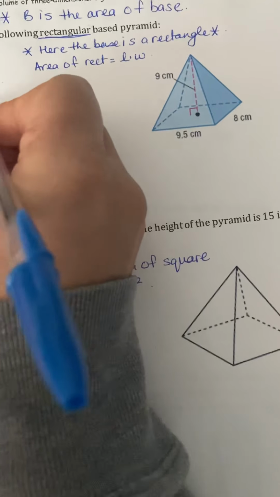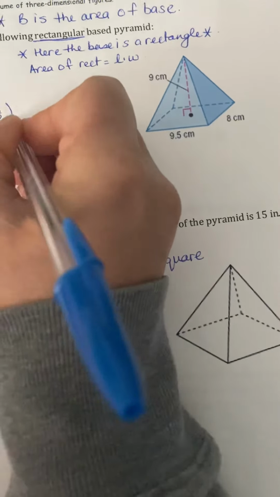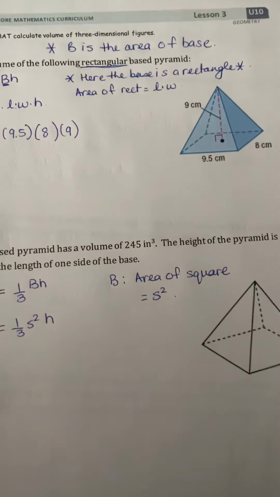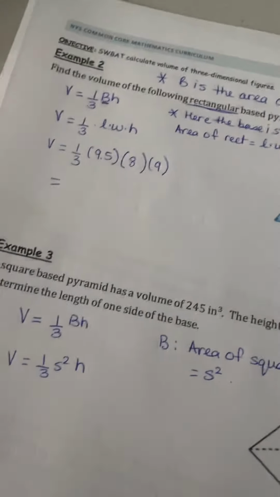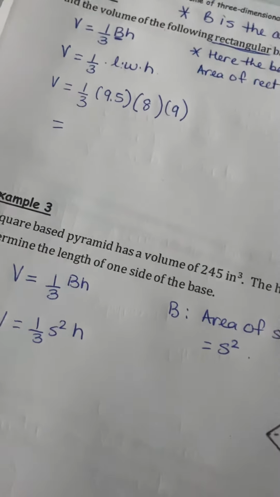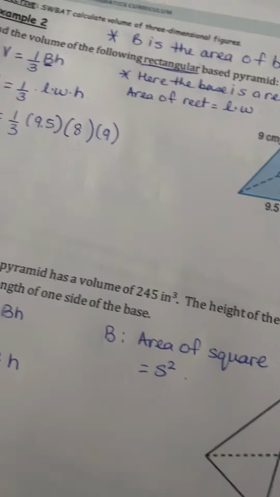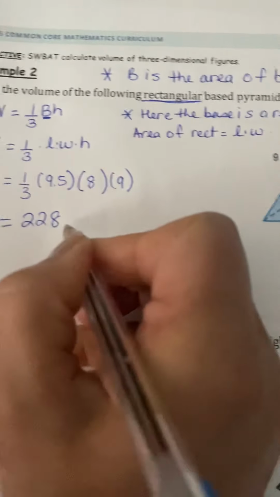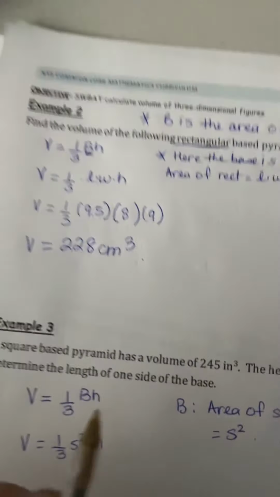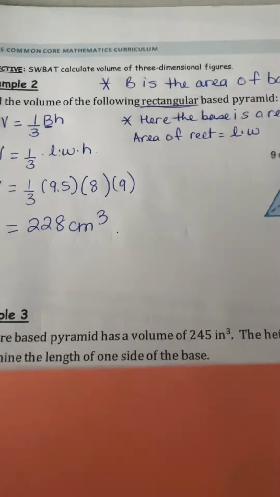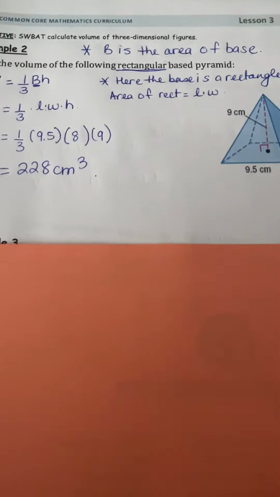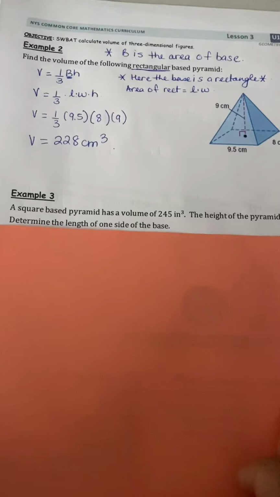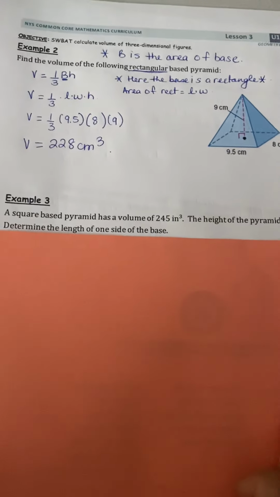So length is 9.5, width is 8, and my height is 9. Put that in the calculator and I get an answer of, let me just quickly check, 228 centimeters cubed. So the volume of this is 228 centimeters cubed, right? That's what this is. So this was a straight substitute and check. I hope you can try this question on your own. Pause the video and try this on your own before I get started.